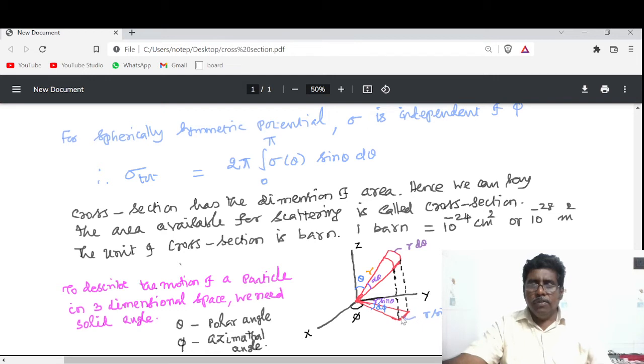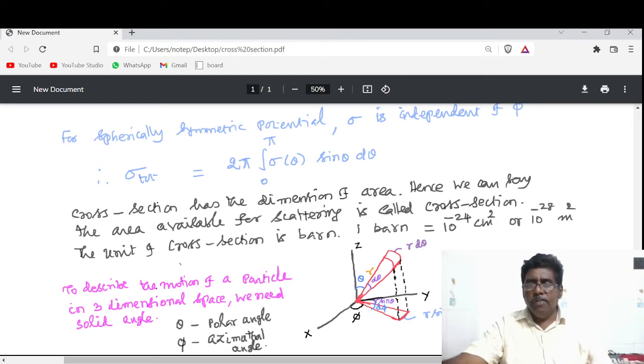So this side is radius vector into angle. That means the radius vector is r sin theta, then this angle is d phi. So this side is r sin theta d phi. This is nothing but this side. This is one side, r d theta. Then the value of another side is calculated by this projection. Then the value of this side is r sin theta d phi.